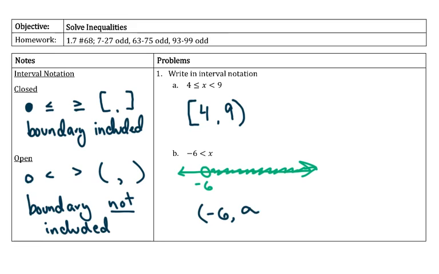And you can use infinity as your other boundary. Infinity is always going to have an open boundary. So whether it's positive infinity over here, or if it was less than, we'd use negative infinity. Infinity is always going to have an open boundary.